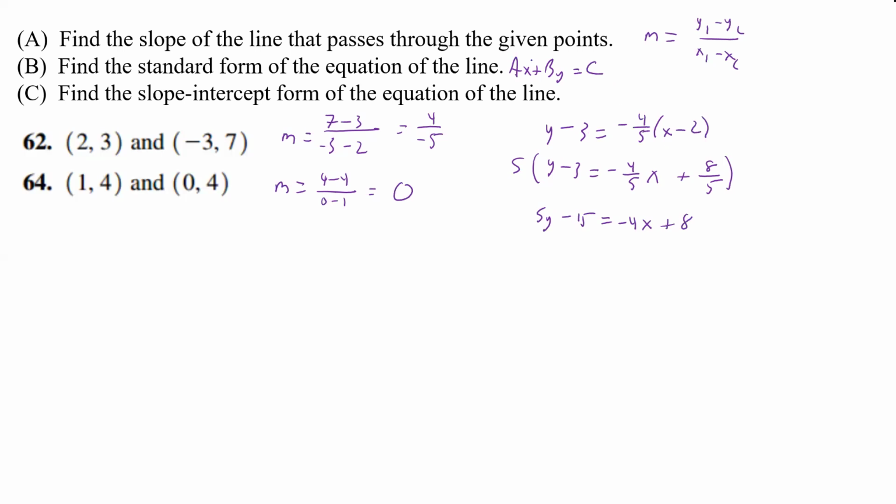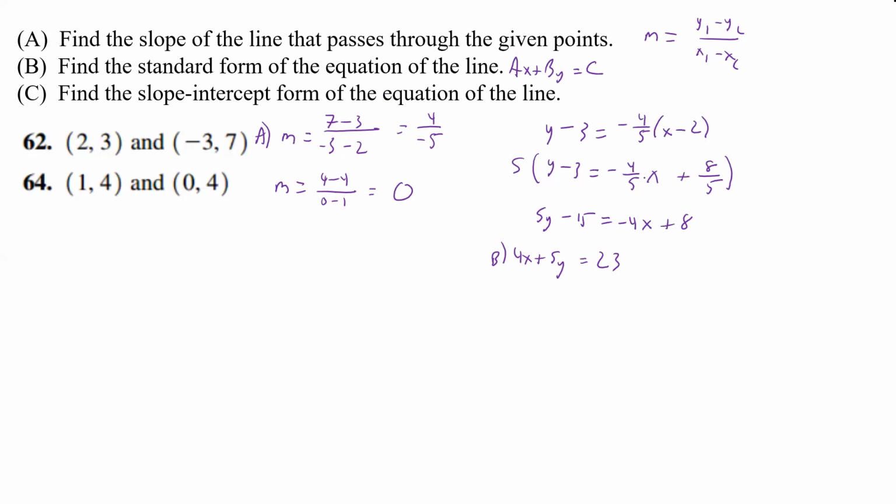Now that's going to be a lot easier to get into the ax plus by form. So now we add 4x over here. So we have 4x plus 5y. We add the 15 over here. And so that's going to be what? 23. And so that's going to be our standard form. So this is kind of A. This is B, and C is 23. Now let's find the slope-intercept form.